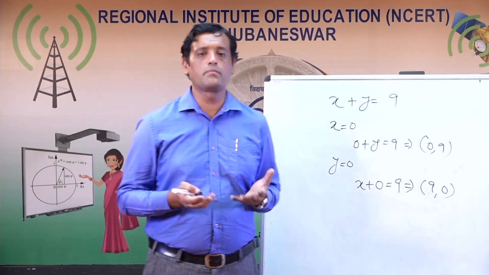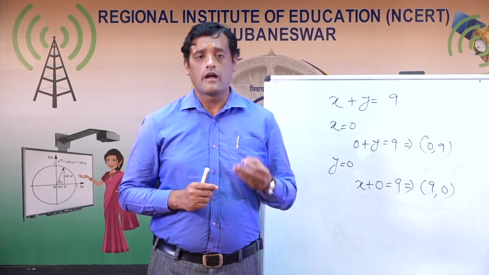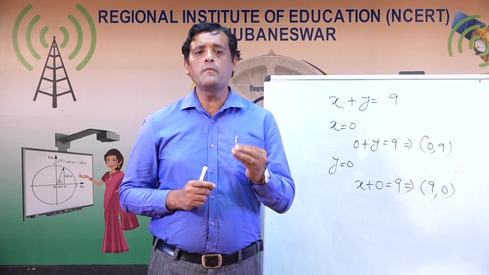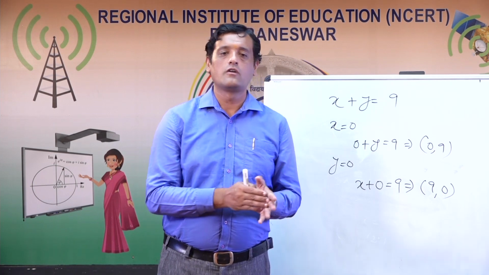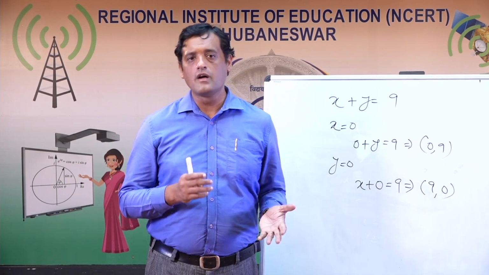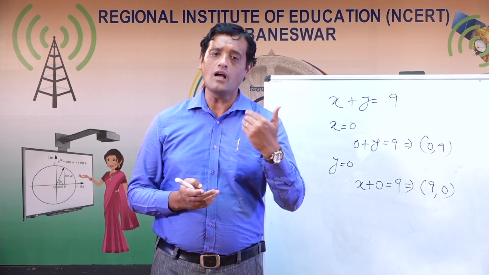These are the two very simple solutions. This is one of the simplest ways to find at least two solutions. How? We just simply put 0 for one of the variables. Once you put 0 for one of the variables, definitely that term will be removed, then you will get the solution. Whatever the right hand side is, that will be the solution for the other variable.